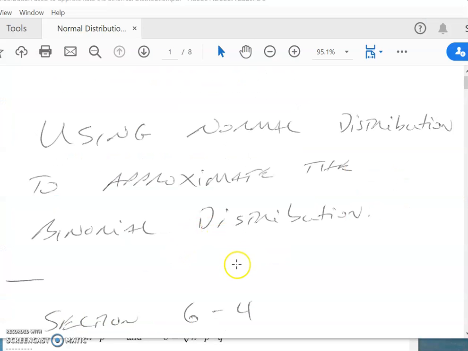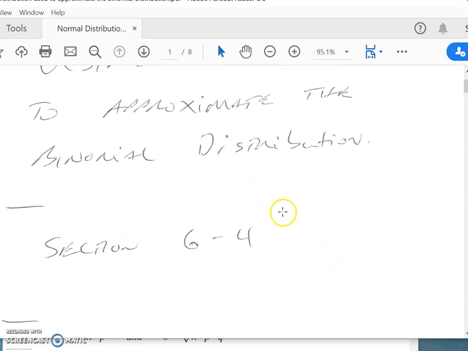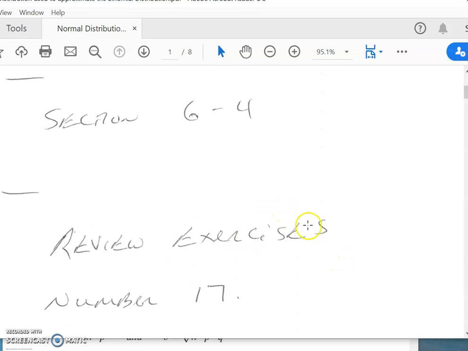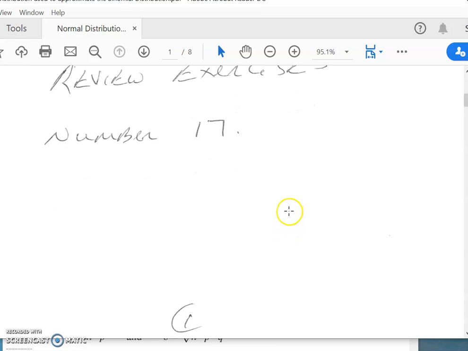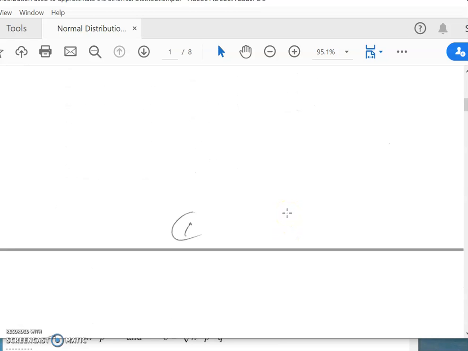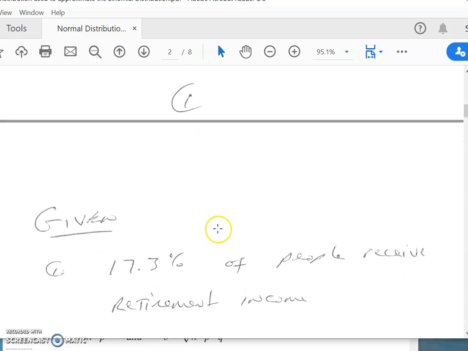Okay, so here's my handwritten solution. We're going to use a normal distribution to approximate the binomial distribution. This is section 6-4, review exercises number 17. And for the spring of 2020 class, this is your big hint for problem number 11. Problem number 11 on the final exam is similar to this.